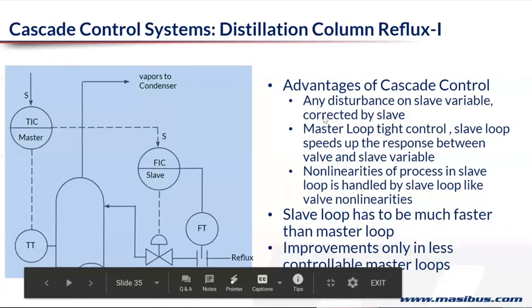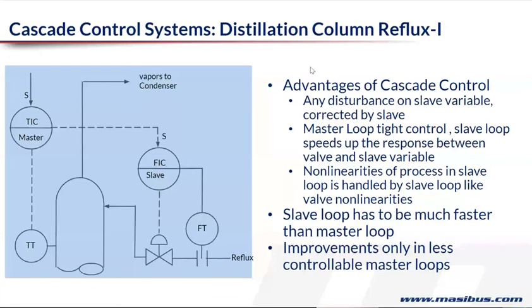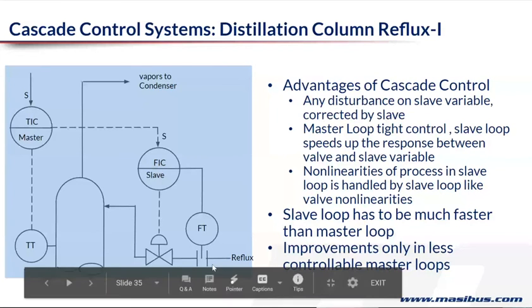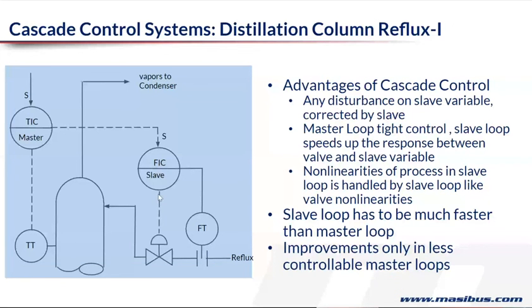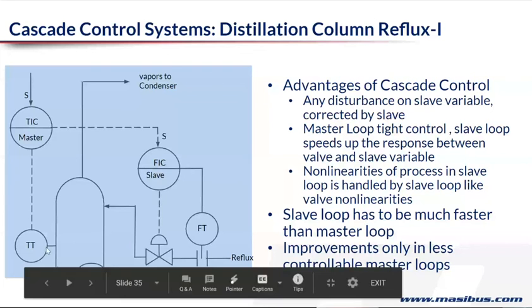Yeah, I think we missed one slide. So let me start from here, which is the first slide. I think to some extent I explained the advantages of a cascade control. Any disturbance on the slave side, this variable flow, will be corrected by the slave. So it will not have any effect on your master parameter, which is the temperature, right?